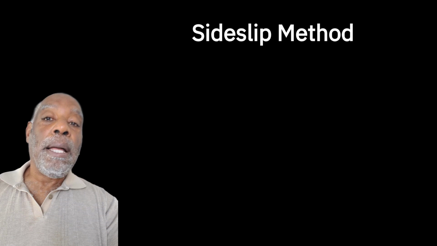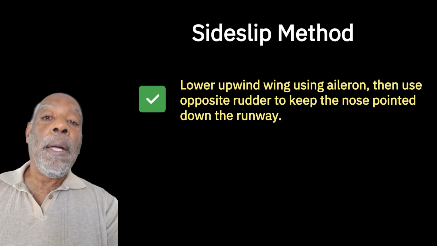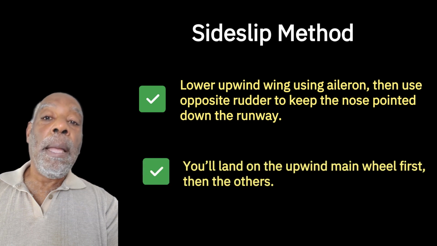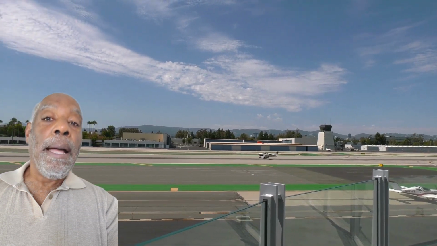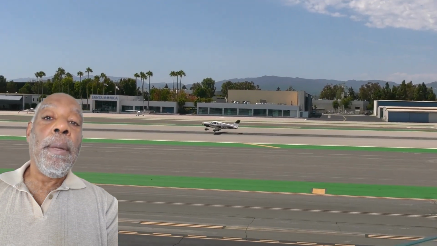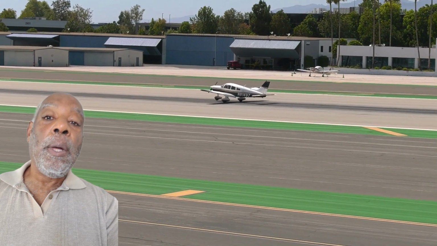Then there's the side slip method, with the wing low. You lower the upwind wing using aileron, then use opposite rudder to keep the nose pointed down the runway. You'll land on the upwind main wheel first, then the others. Both are valid. The side slip is often preferred for light aircraft because it gives more control all the way through touchdown.